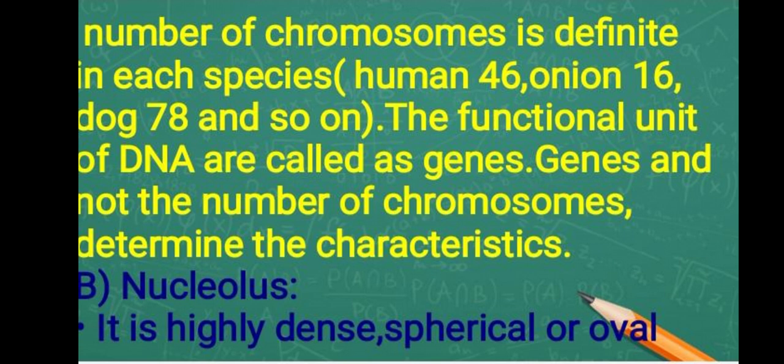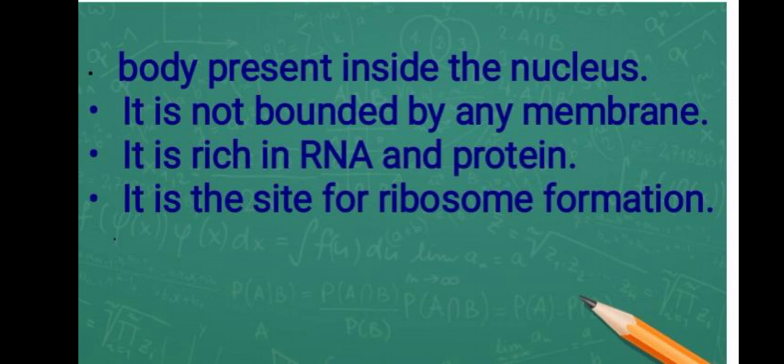Let's see nucleolus. Nucleolus is highly dense spherical or oval body present inside the nucleus. It is not bounded by any membrane. It is rich in RNA and protein. Nucleolus is the site for ribosome formation.